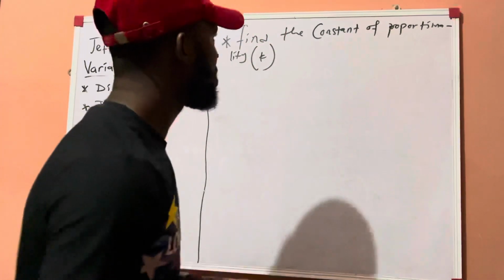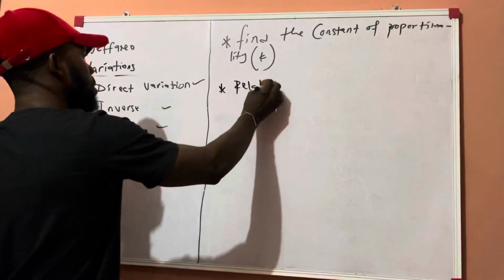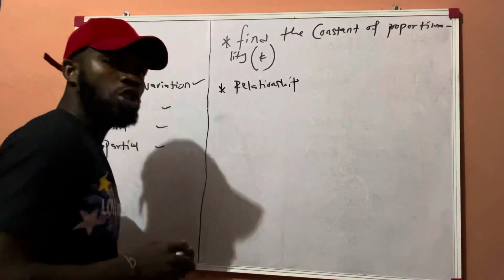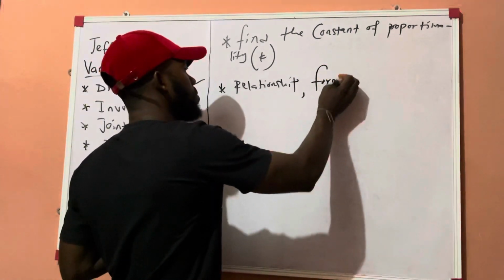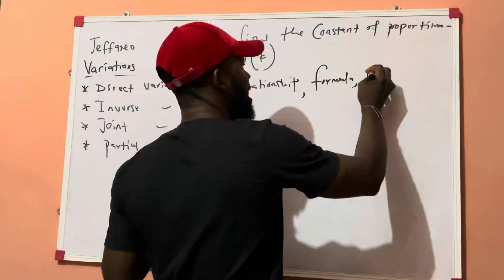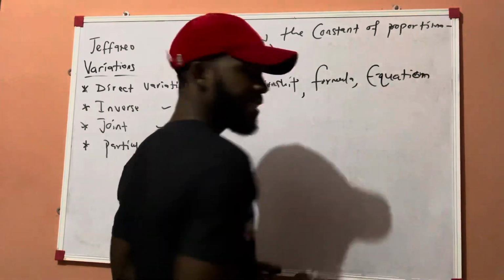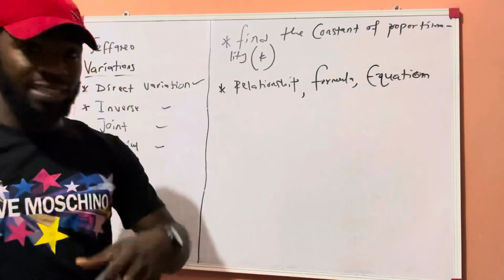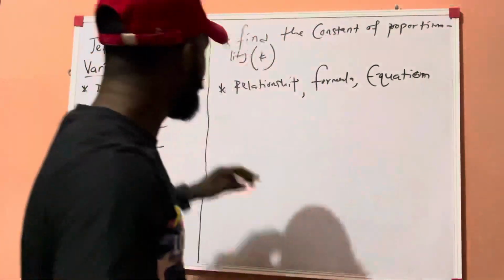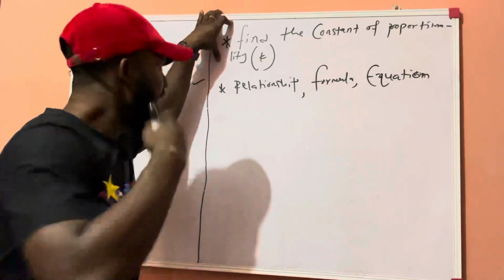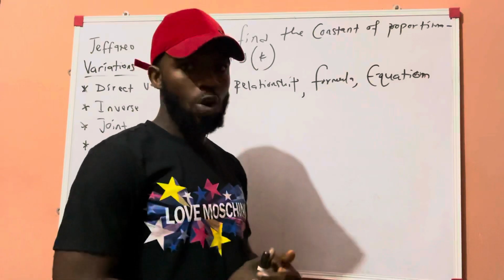Now, when you have gotten the constant, the next thing you are going to look for is the relationship. Some textbooks call it the relationship, others call it the formula connecting, another calls it the equation connecting the variables, or the equation connecting the quantities. With these 2 things, you are good to go. What did I say? The first is to look for the constant of proportionality, and the second is to look for the relationship or the formula or the equation connecting these quantities.